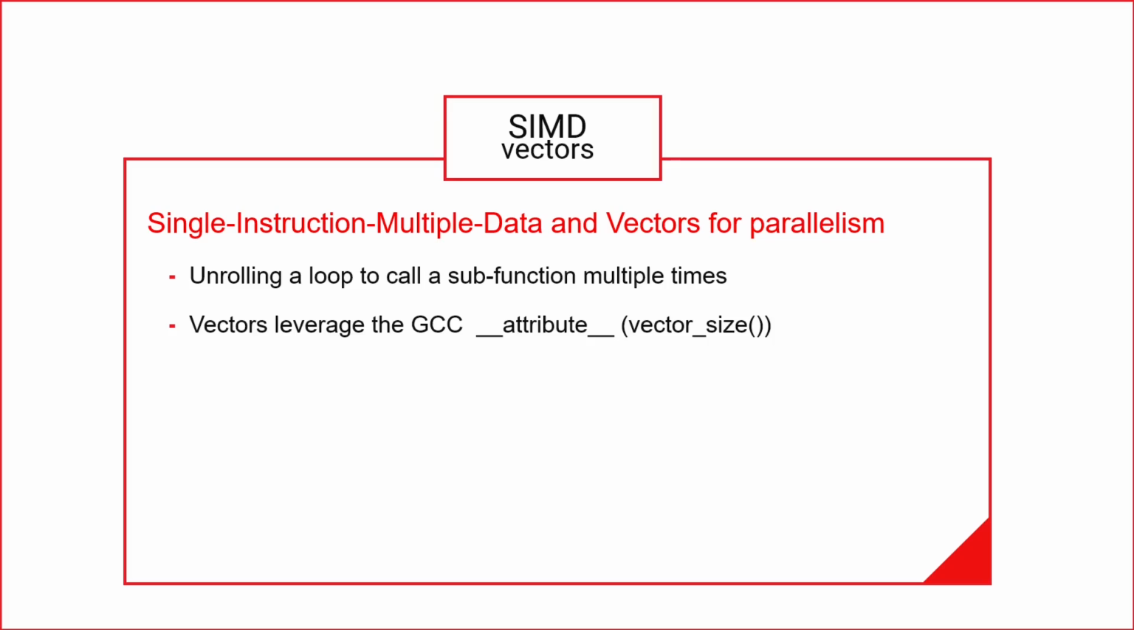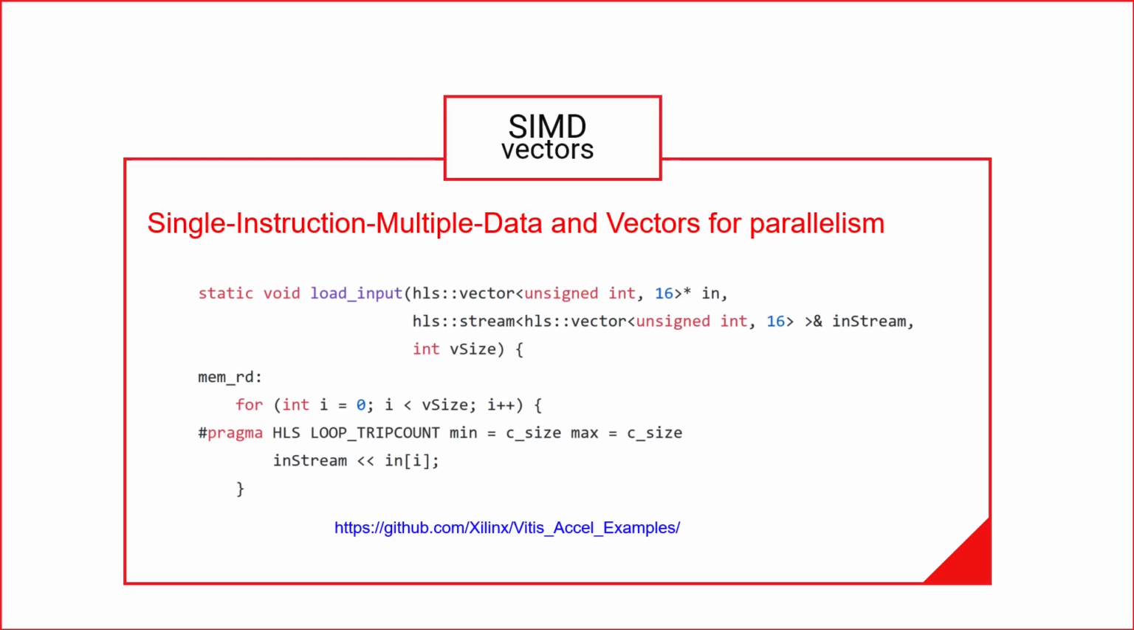Vitis HLS provides a templated class, hls::vector, to describe predefined SIMD variables. All the operations performed using this type are mapped to hardware during synthesis that will schedule these operations in parallel. The following example shows a 16-element vector of integers.